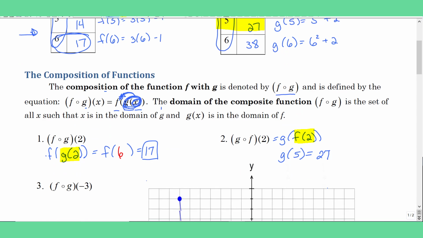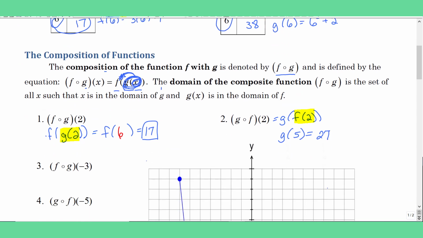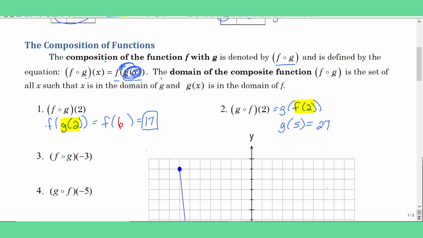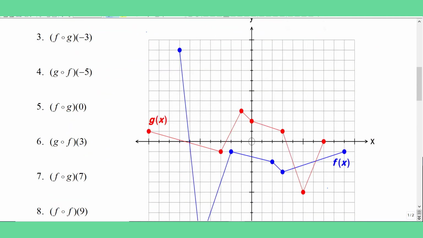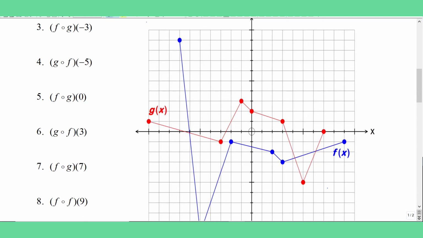Again, pretty easy. But what happens when you are given a graph? So in this, we have just some colors to help us see some things a little bit easier. My g of x graph is in red, and my f of x graph is in blue. I'm going to try to get it all on the screen. And so now we're going to go through these examples using this graph.